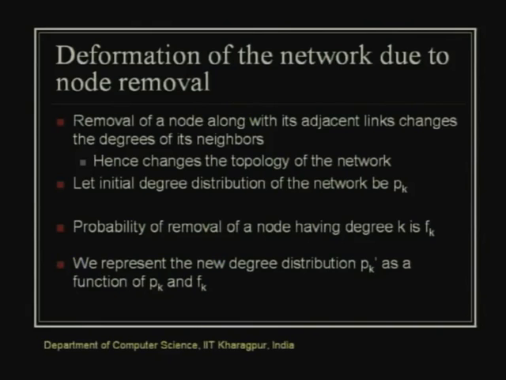Again I ask the question: removal of a node along with its adjacent links. This is the point which Nagarjun was putting forward, that removal of a node along with its adjacent links changes the degree of its neighbors, hence changes the topology. Now, given the initial degree distribution pk and the probability of removal fk, we represent the new degree distribution p dash k as a function of pk and qk. I think the problem statement is clear.